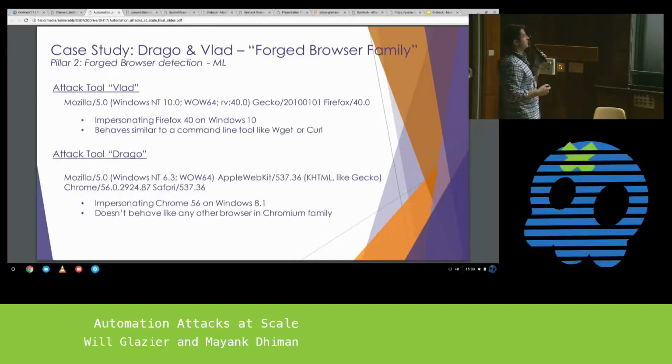And what we see here is two attack tools that we called internally Vlad and Drago, because we like to watch Rocky movies, I guess. This first one was impersonating Firefox 40 on Windows 10, but behaved very similar to a command line tool like wget or curl, which is obviously a suspicious behavior. No normal user would be behaving like that. And then this other tool, Drago here, was impersonating Chrome 56 on Windows 8, and didn't behave like any other browser in the Chromium family, not Chrome, not Android, not anything like that.